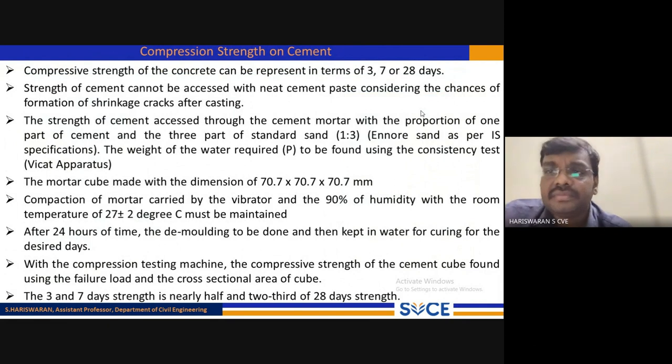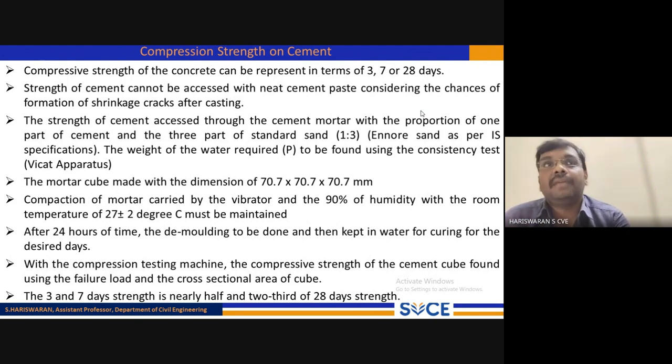The compressive strength of the concrete can be represented in terms of 3 days, 7 days, or 28 days. For 28 days, we have to wait, placing the cube inside water for curing. But I can take the cube within 3 days and find that value, so I can forecast the future 28-day strength. Instead of waiting for 28 days, on the third day itself, I can estimate it.